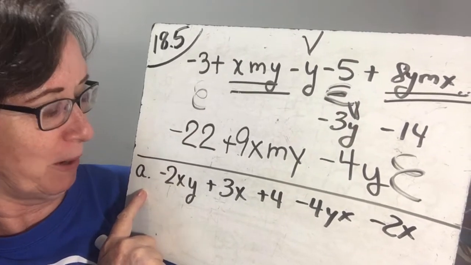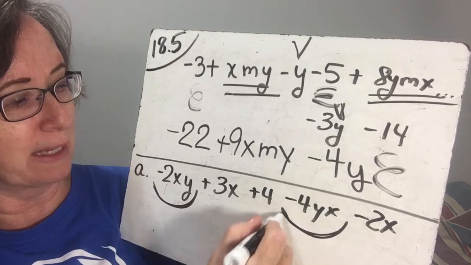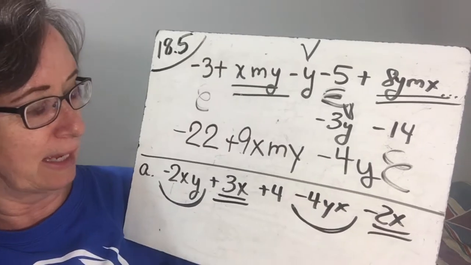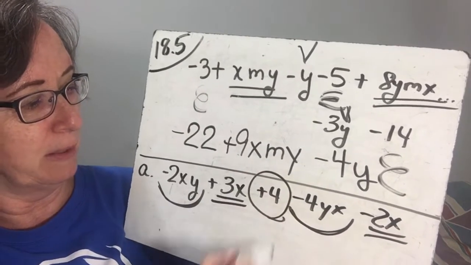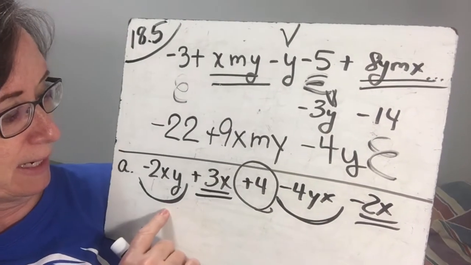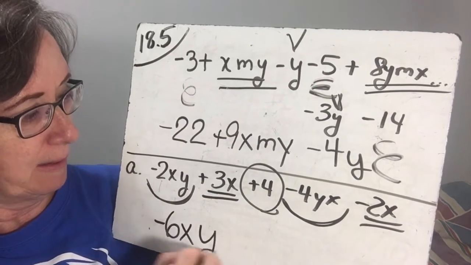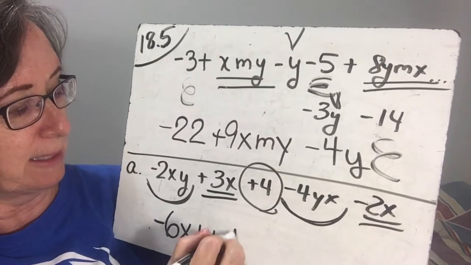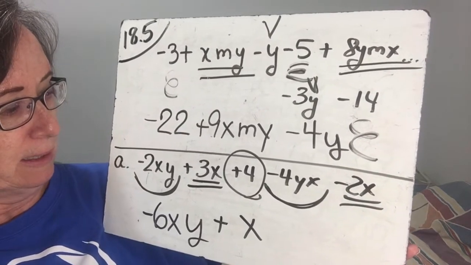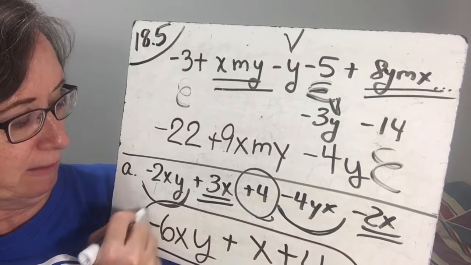All right, so let's hope you paused your video. I'm going to say that's an xy term, and a yx term is the same as an xy term. A 3x and another x term, and then we have a constant. So let's take all of our like terms and put them together. Negative 2xy, negative 4xy is negative 6xy. 3x and a negative 2x is a positive 1x, or just x is fine to write. And lastly, my constant. And that would be my final answer.